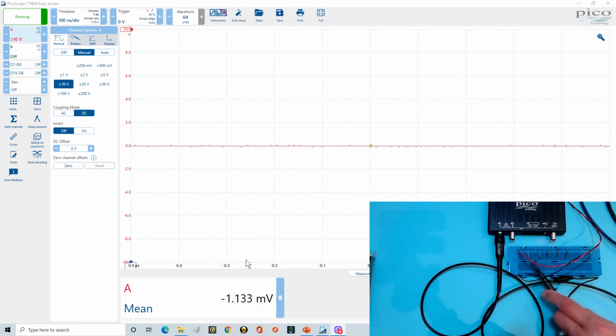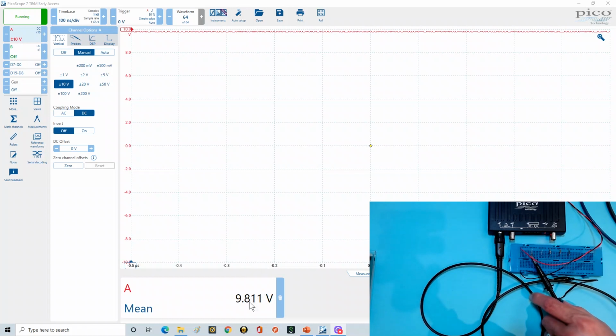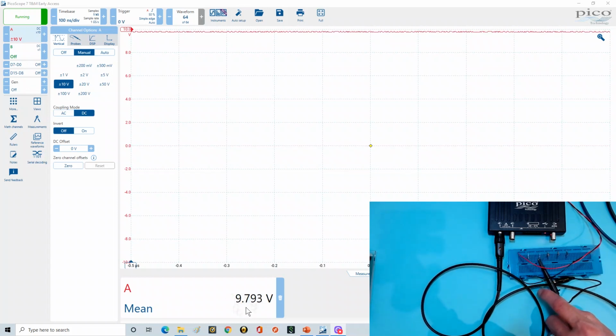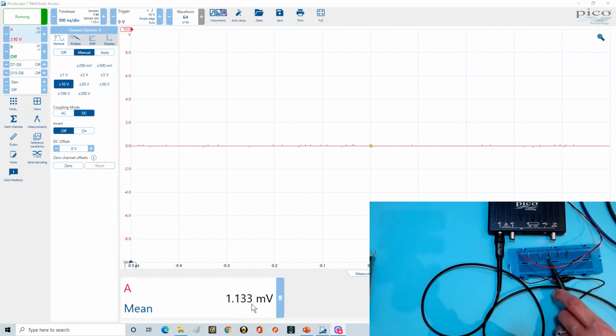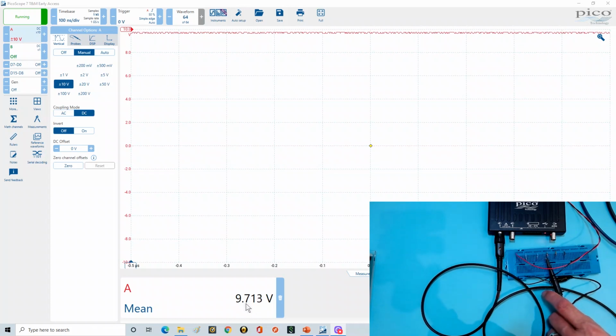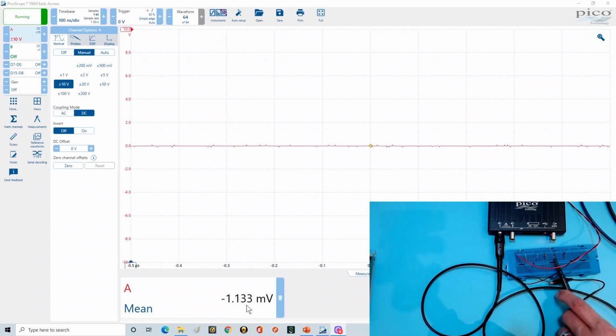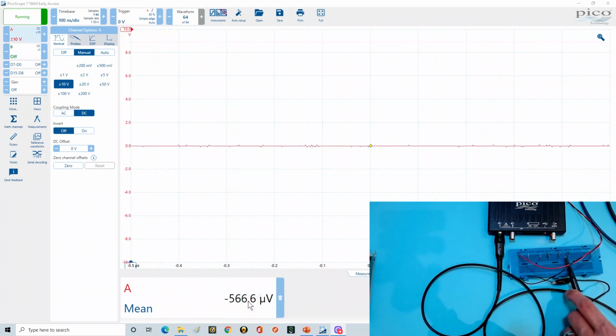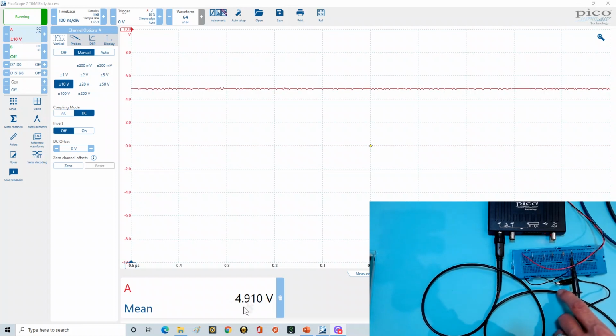Now if I go to the other side of my 1K resistor, you'll see that that hasn't really changed, which is good. I'm now going to move this to my 10K resistor, and you'll see it's just dropped a little bit here to 9.8 volts-ish. And now on the 100K, and we're now on 9.7. On my 1 meg, we're on 8.9, and on my 10 meg here is 4.9. So this is quite a significant difference having it on times 10.